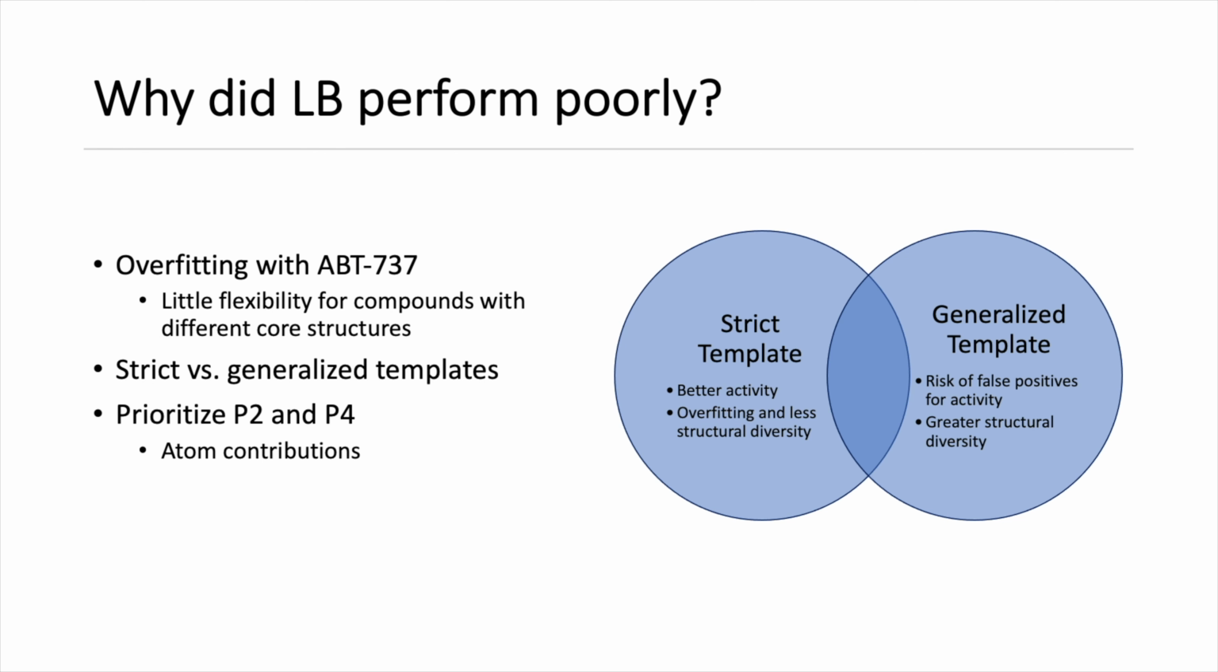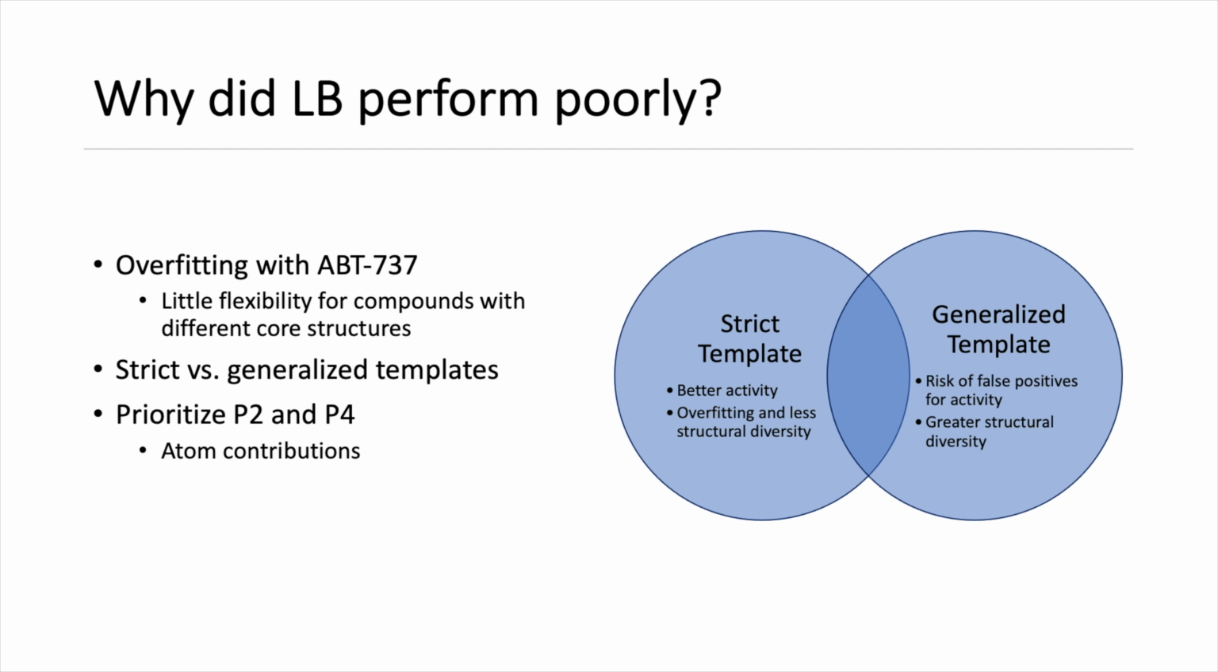or generalized template. When screening for new compounds, a strict template, as demonstrated in this project, may achieve better activity but may be susceptible to overfitting, as well as decreased structural diversity in the hits. In contrast, a more generalized template may allow increased structural diversity and scaffold hopping, but increases the chances of false positives with activity.